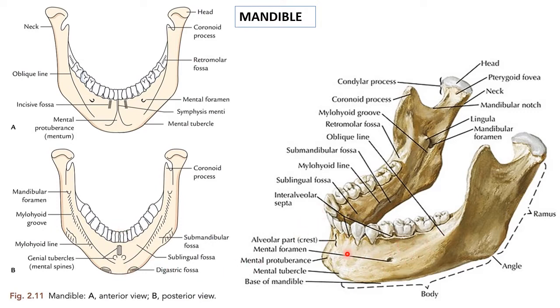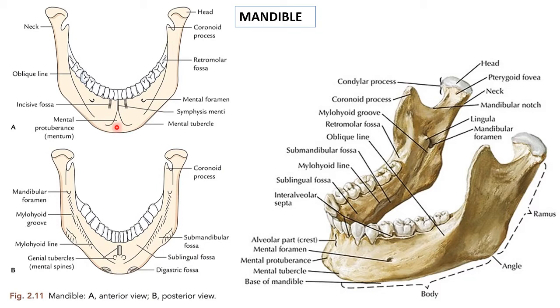Coming to the external surface, the external surface in the midline has a faint ridge which is called the symphysis mentae. It indicates the line of fusion of two halves of the mandible. The symphysis mentae expands in the lower part into a triangular elevation called the mental protuberance. Mentum means chin, so it is mental protuberance. It forms the point of the chin.